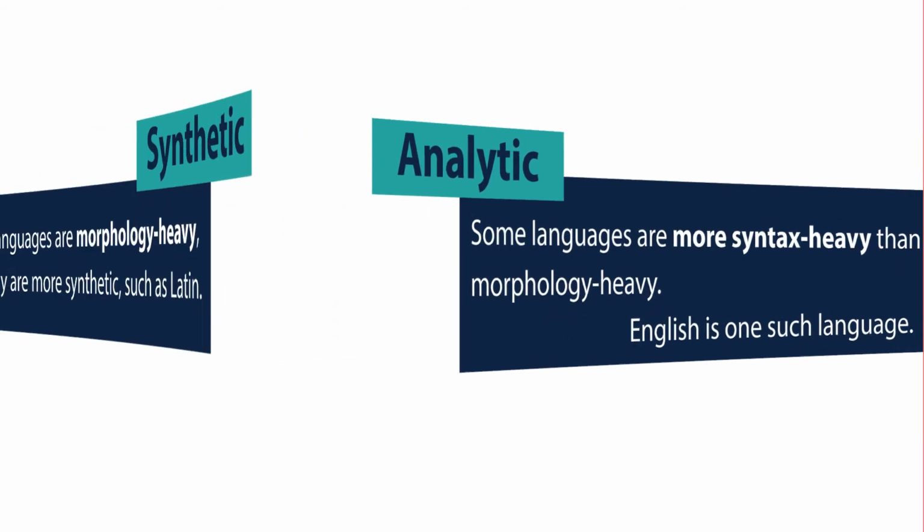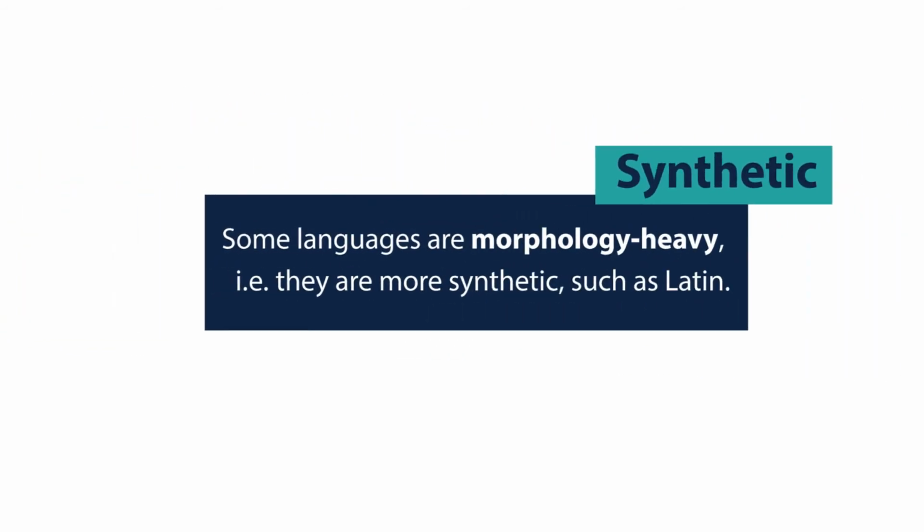It means that some languages are more synthetic in the sense that they are heavier in morphology. For example, they have case. So if you look at the word, it tells you a lot about how the words relate to each other. But that information is included in the word itself, which means that that information is morphological.